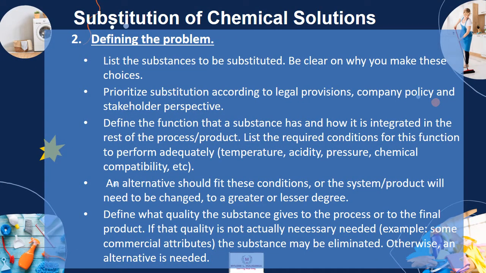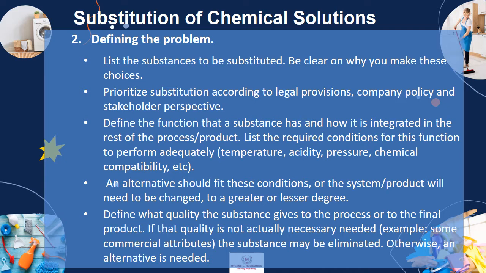Number 2, defining the problem. List the substances to be substituted. Be clear on why you make these choices. Prioritize substitution according to legal provisions, company policy, and stakeholders' perspective. Define the function that a substance has and how it is integrated in the rest of the process or product. List the required conditions for this function to perform adequately, like temperature, acidity, pressure, chemical compatibility.